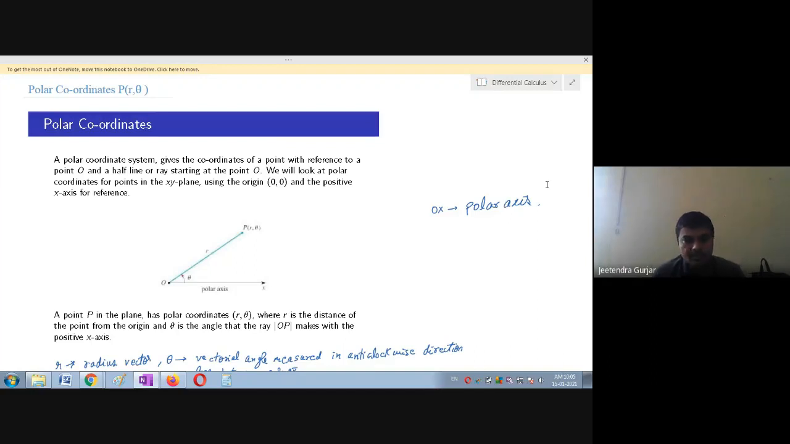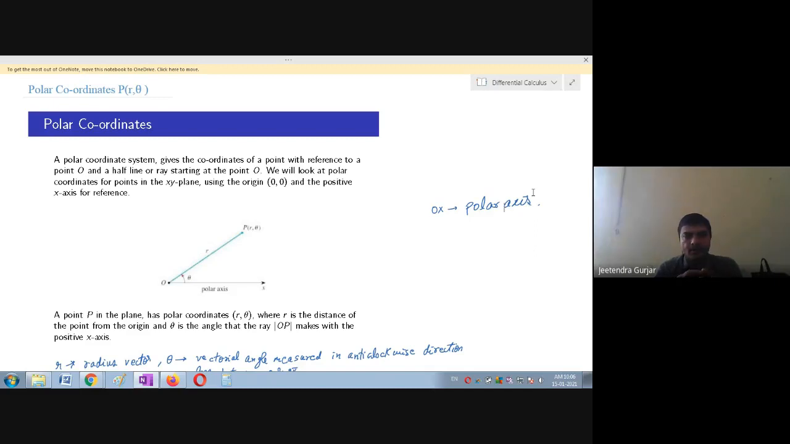See you students. In this lecture, we are going to study polar coordinates P of r comma theta. Polar coordinates, one can see here. We define a polar system first. It is nothing but the axis, like we have already considered, that is x-axis and y-axis. Same way we have polar axis also. So don't be afraid of the name.